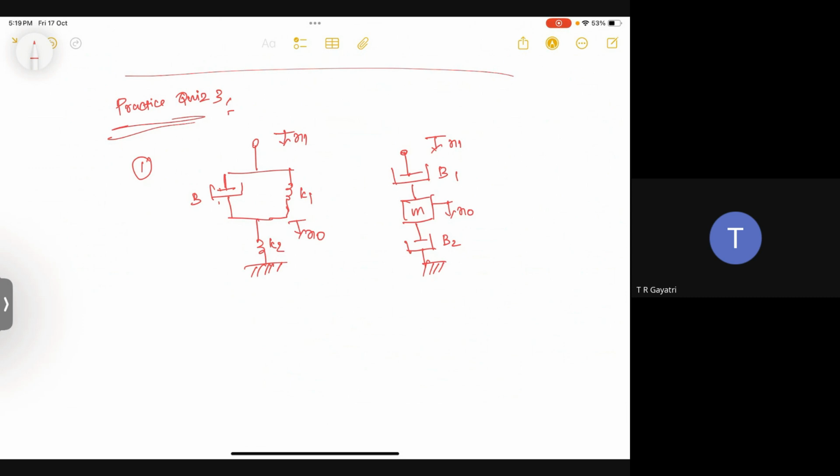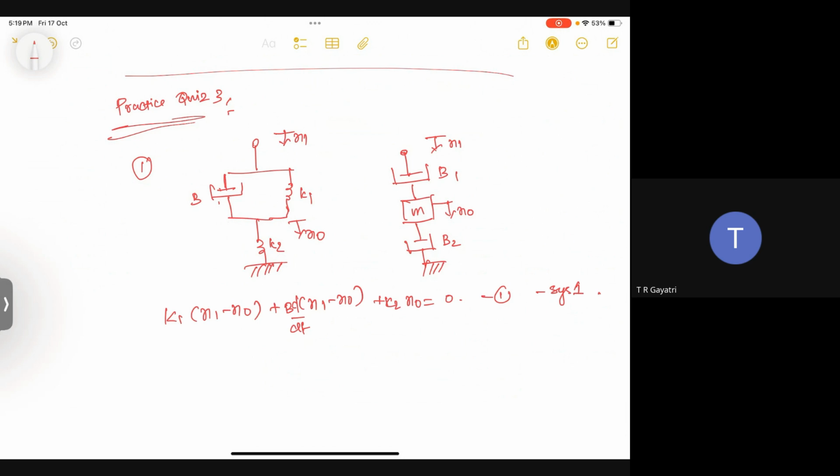Okay. So for the first equation, K2 is connected to only the x0, whereas K1 is connected between these two displacements. So K1 into x1 minus x0 plus B into d by dt of x1 minus x0 plus K2 into x0 equal to 0. This is the first equation for system 1. Just check whether you are getting the same.